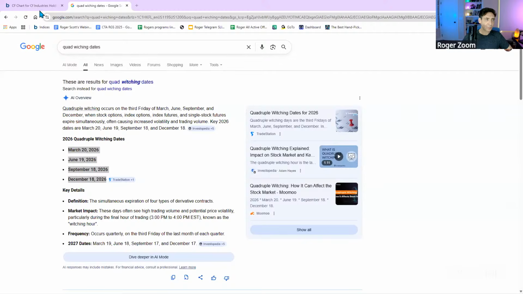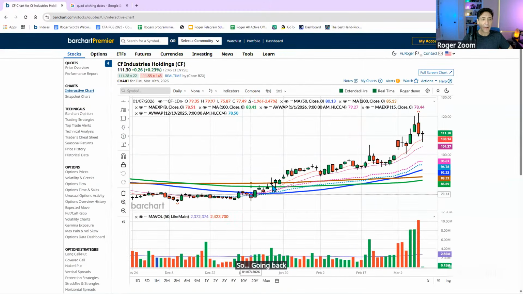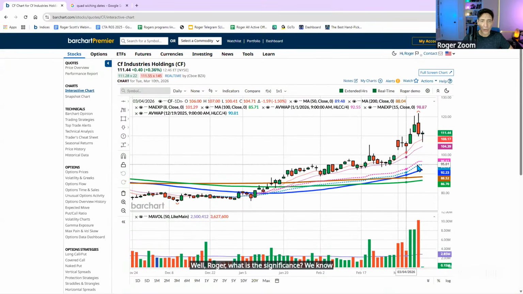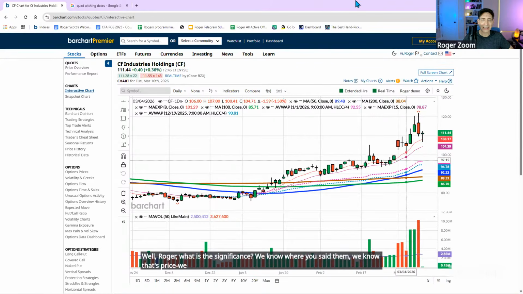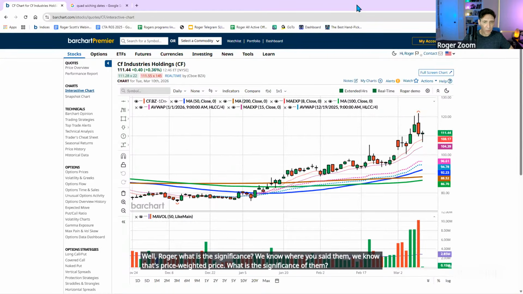So going back to this chart. Well, Roger, what is the significance? We know where you set them. We know that's price-weighted price. What is the significance of them? Well, let me show you.